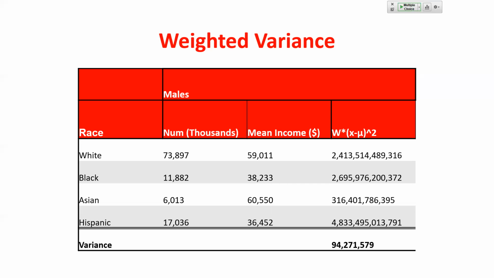For 38,000, the deviation from the mean is 38,000 minus 53,000. Square that value and multiply by its weight of 11,800. Write that number down. Do that for each of the 4 groups, then add up those weights times the deviations squared. Once I add those up, I divide by the sum of my weights. That should give you that 94,000.